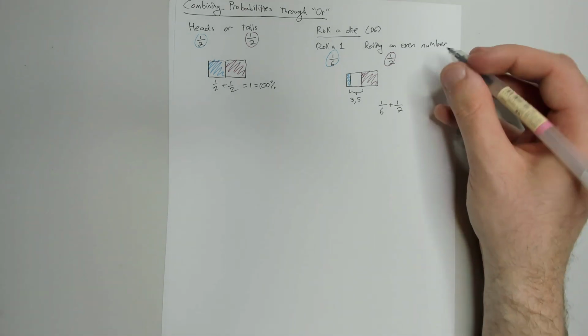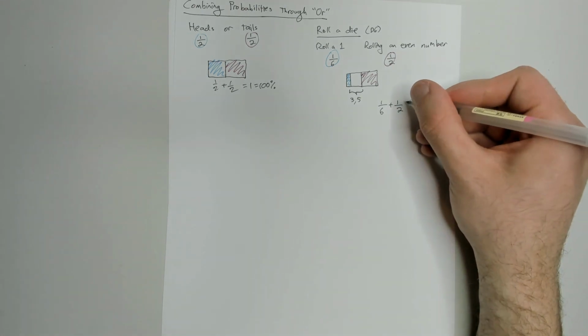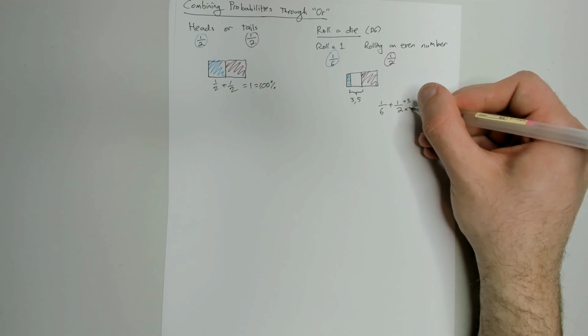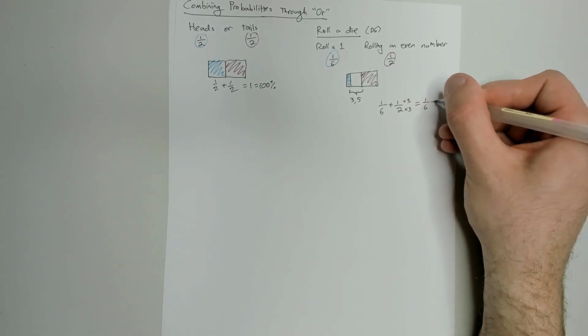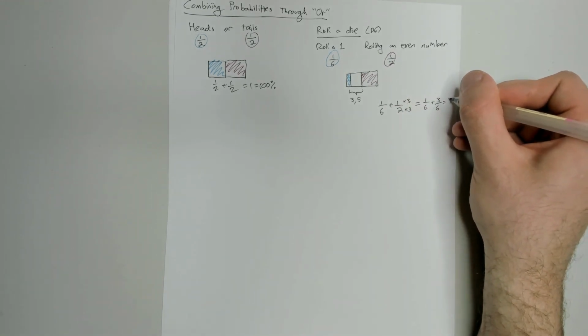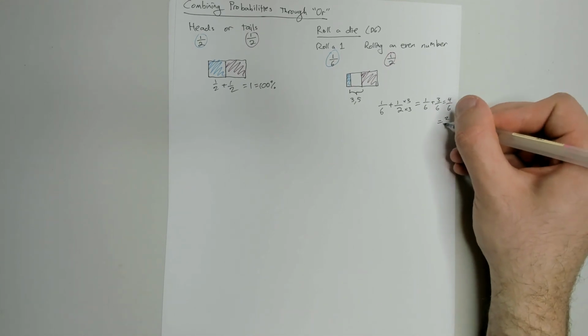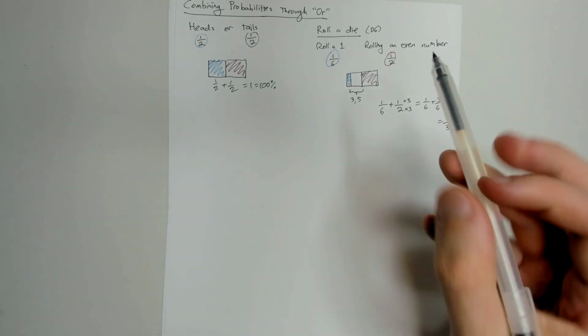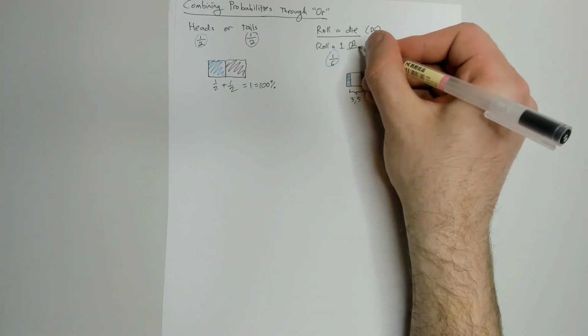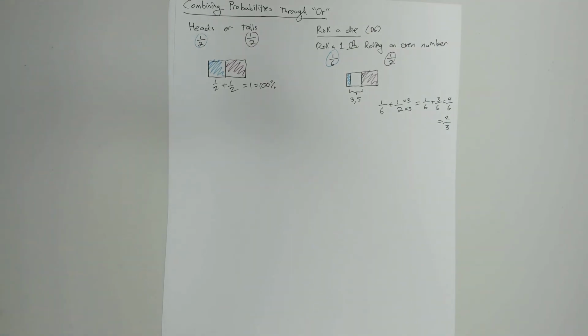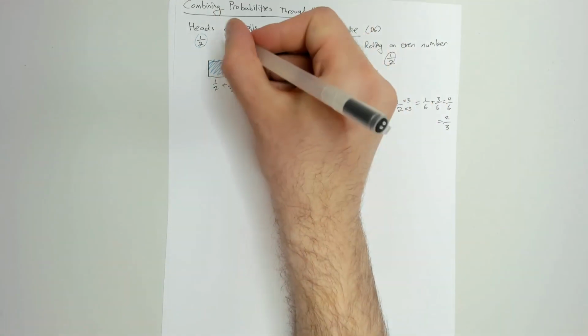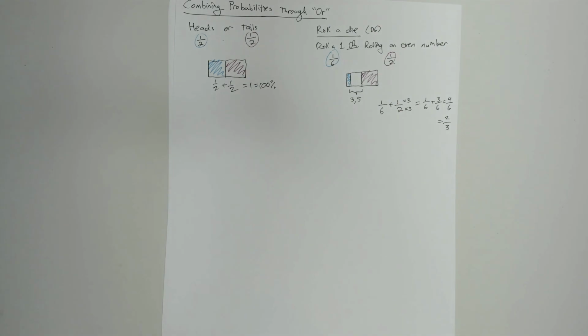So a half plus a 6, well, we just need to make a common denominator. So we get 1/6 plus 3/6, which is 4/6, which simplifies to 2/3. So the probability of rolling a 1 or rolling an even number would be 2/3. Similarly, the probability of rolling heads or tails would be 100% because it's guaranteed to be one or the other.